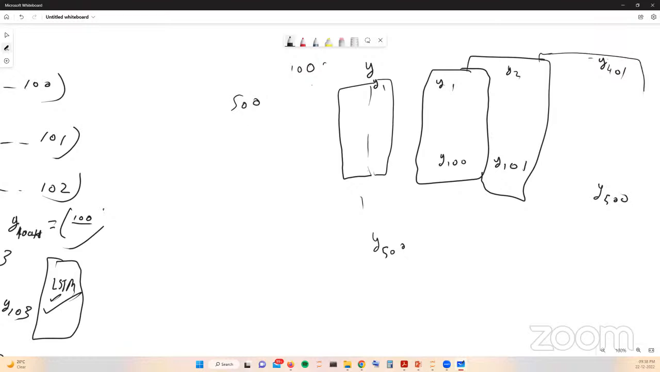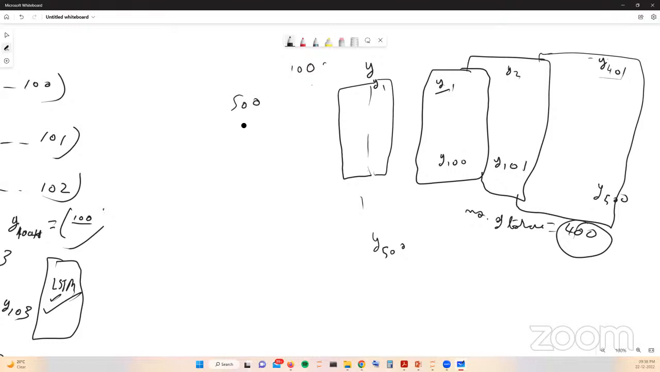Now, if you use some mathematical logic, how many total batches will I have? I will have a total of 400 batches, right? Starting from y1 and going till y400. So I will have a total of 400 batches.